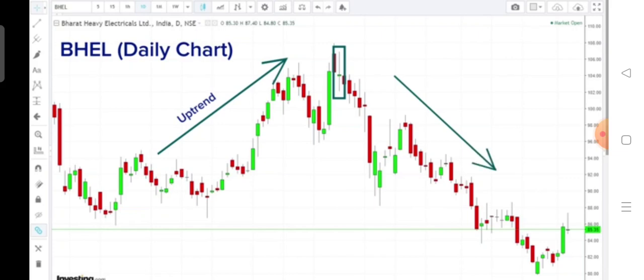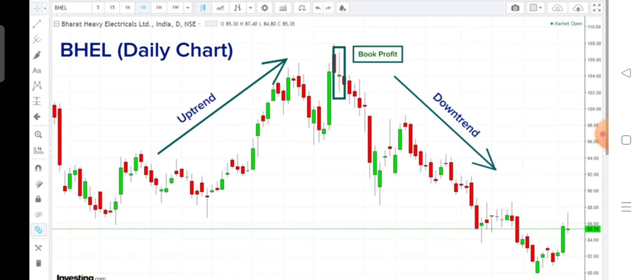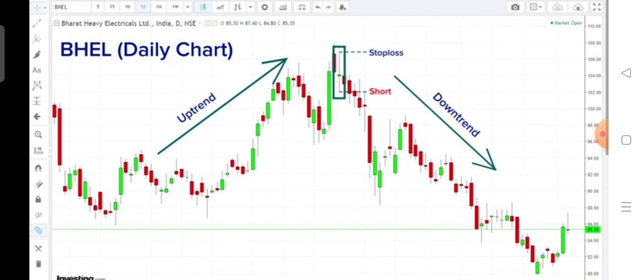The price moved in the downward direction, but it was not actually a trade signal. If someone was long, someone could have booked profit here. And if someone had to take a short position from here, he could take a short position after the breach of the low of the spinning top, with the stop loss just above the high of the spinning top. Here in the spinning top, we see that the upper and lower shadows were quite huge, and the body was there. It was not non-existent.